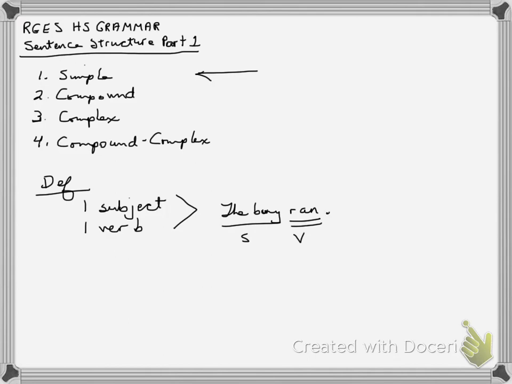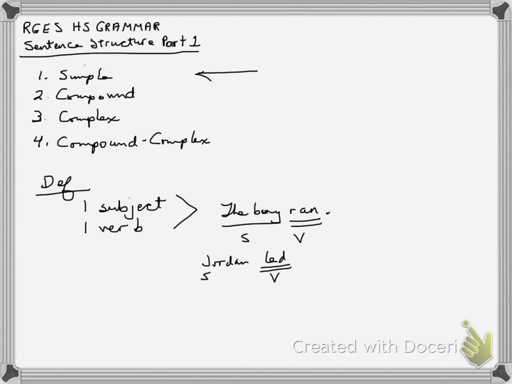Okay. Jordan led his horse into the ring. Jordan is the subject. Led is the verb. And the rest of it continues with detail about how or where he led the horse, but it still has one subject, one verb, and it makes a complete thought. Jordan led his horse into the ring.